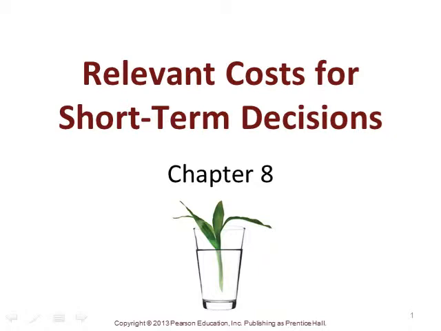Today we're going to be talking about Chapter 8, which really deals with short-term decision-making and how we factor relevant costs and what we know about cost behavior to make special business decisions. These are short-term business decisions, so we won't need to discuss time value of money concepts.